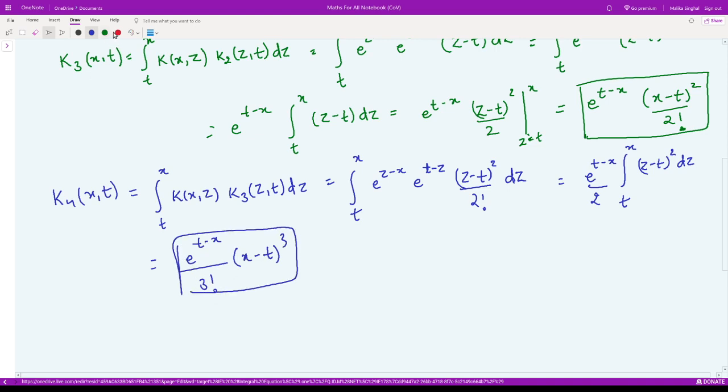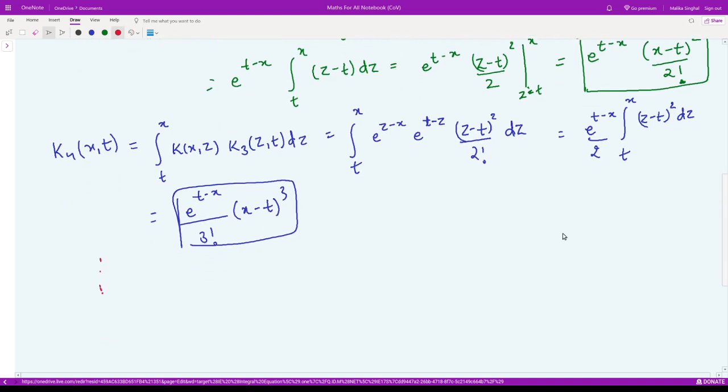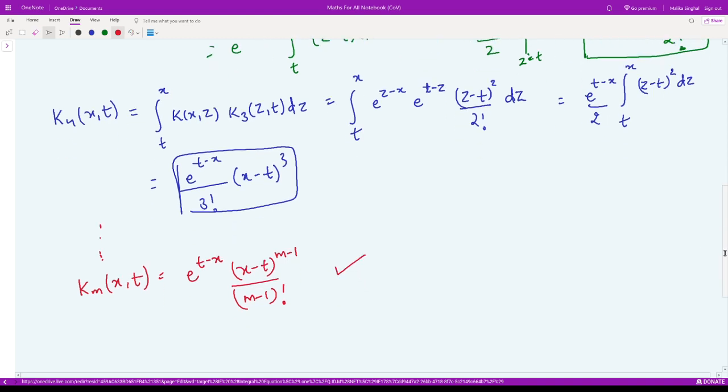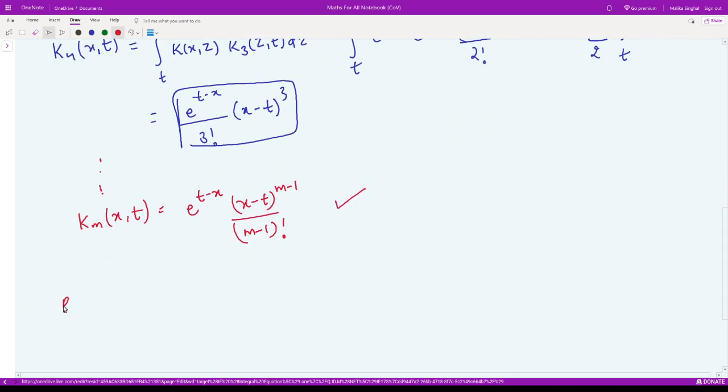So we can generalize this. So continuing like this, what would we get? Kmxt, that would be equal to e to the power t minus x minus t raised to power m minus 1 divided by m minus 1 factorial, right? So this is our mth iterated kernel. So what would be our resolvent kernel?